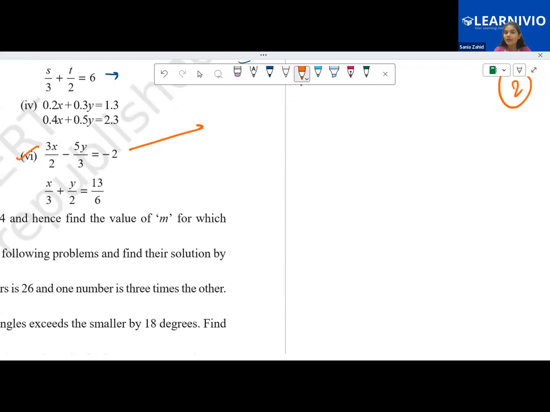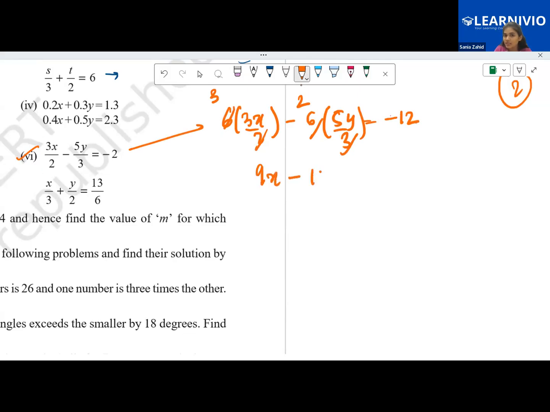6. So if I multiply the entire equation with 6, I can somehow remove the denominator. So I get 6 into 3x/2 minus 6 into 5y/3 is equal to 6 into minus 2. I multiply the entire equation with the LCM. See, now I can cancel the denominators. Here I get 3, here I get 2. So the first equation becomes 9x minus 10y is equal to minus 12. Now you can see this equation is much simpler than this one. Without denominators, it's easier to solve. So this becomes the first equation.